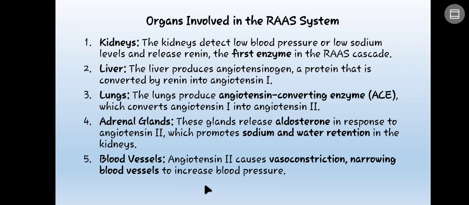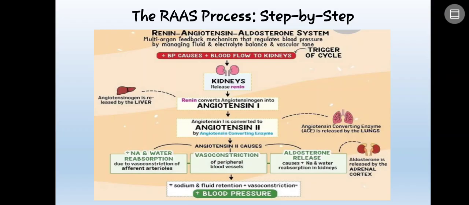And the moment there is an increase in your systemic vascular resistance, your blood pressure would increase. Now, this is just to list out the organs that play a role in the renin-angiotensin-aldosterone system. Now, let's go straight to the step-by-step process of the renin-angiotensin-aldosterone system.